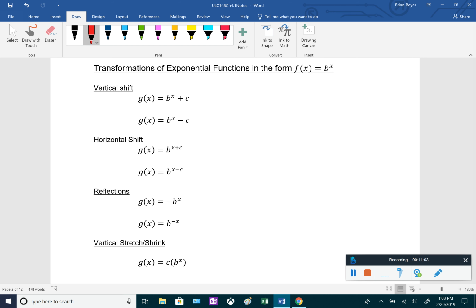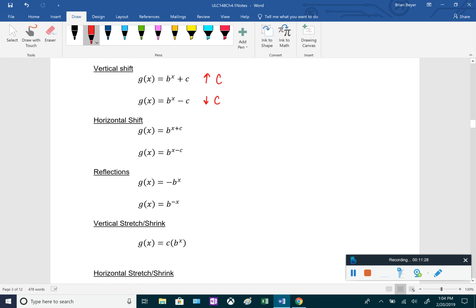For a vertical shift, we know it's going to be a vertical shift if we're adding or subtracting a number, which I'm just calling c. All these c's represent numbers. If we're adding it after the fact, that's going to be a vertical shift. So if we have b to the x plus c, that means we're shifting b to the x up c units. If we have b to the x minus c, that's going to be shifting it down c units. So that's for a vertical shift.